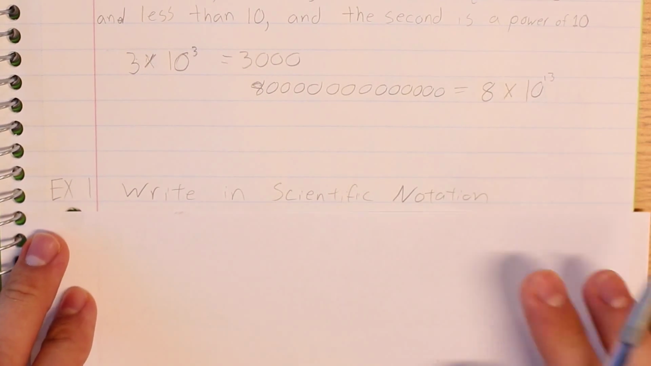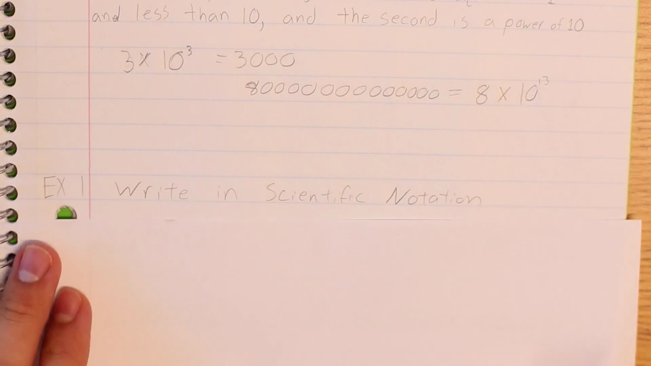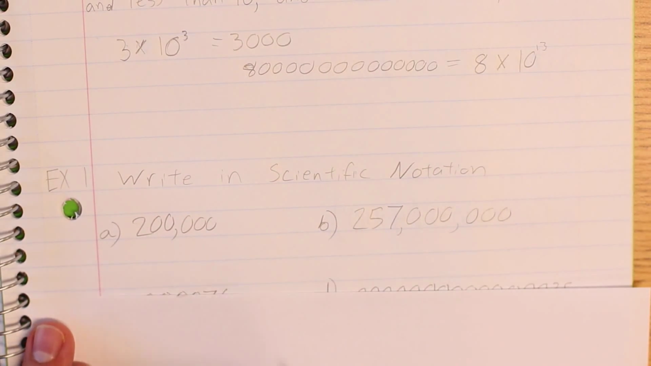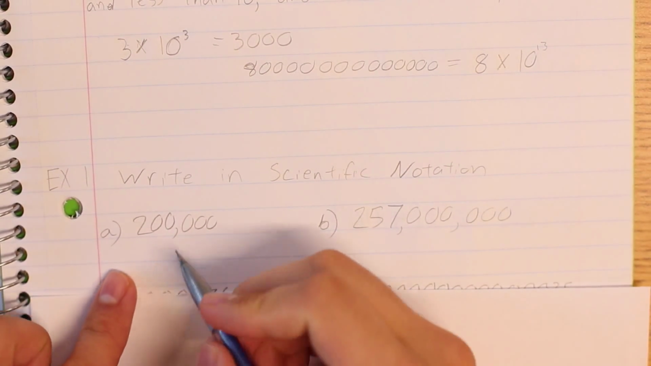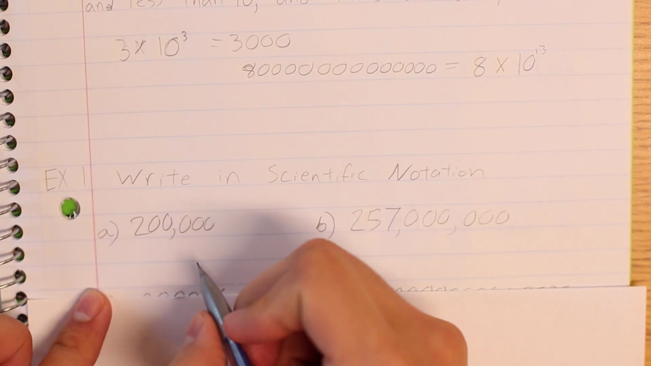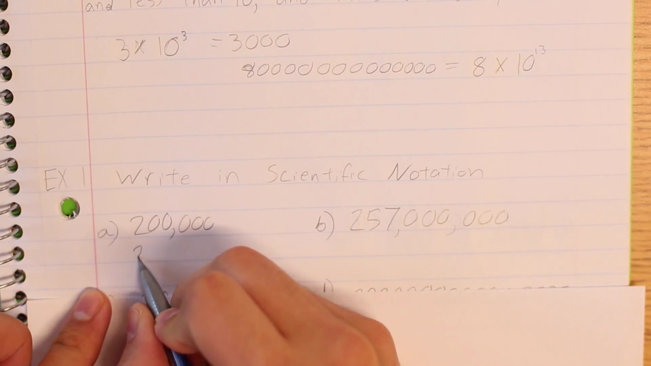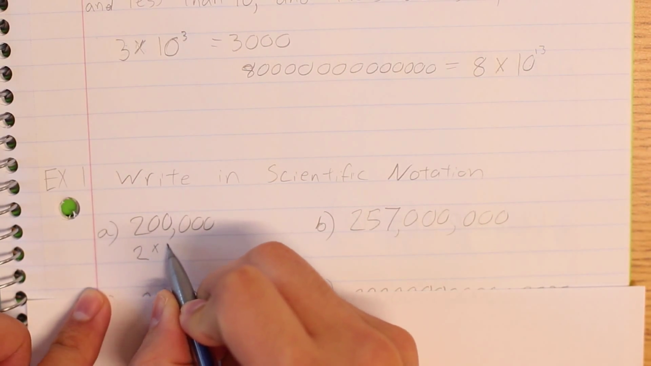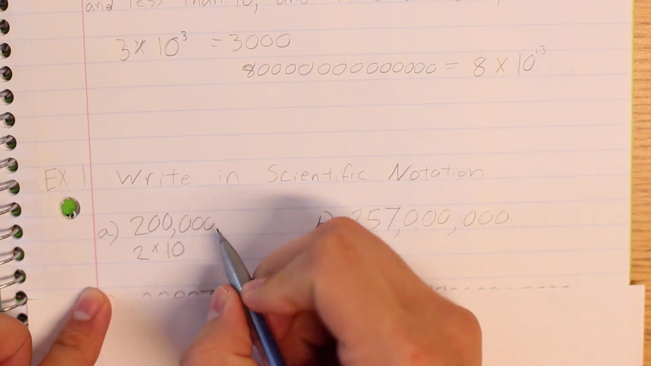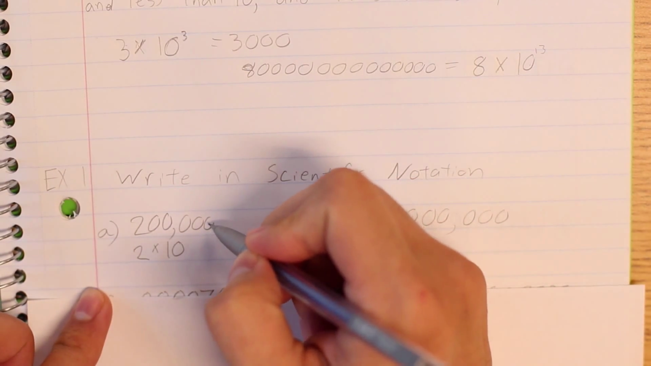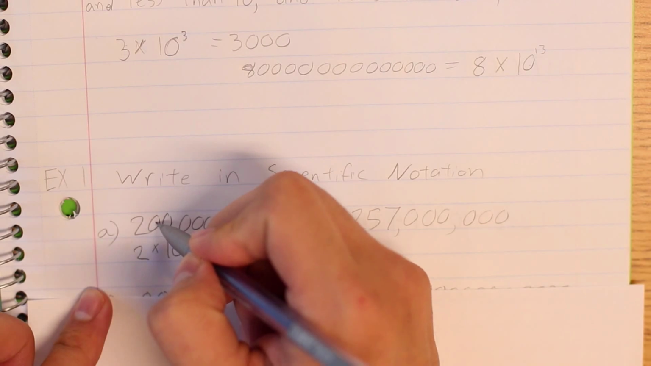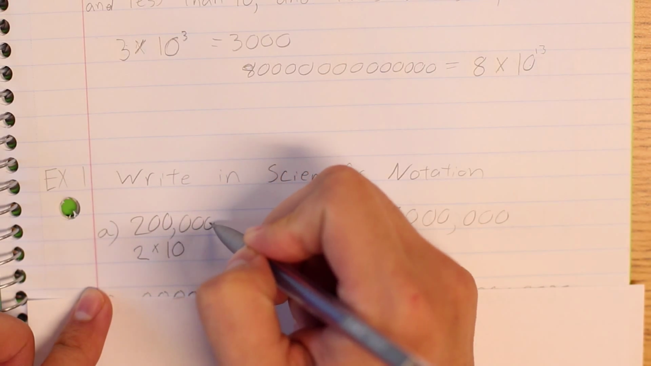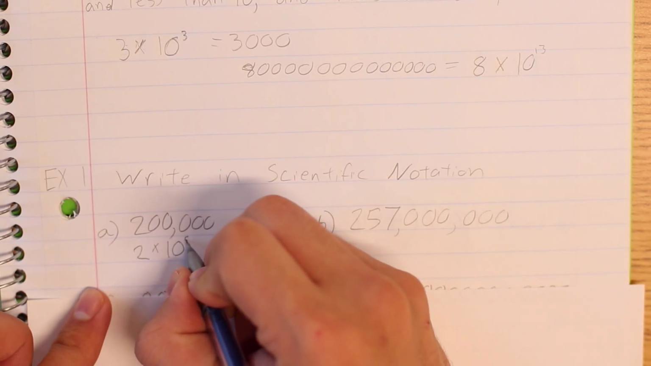We're told to write in scientific notation, and here's the number we're given. So what you do is you're going to put down your 2 times 10. And count all the numbers except the first one. So you could start at the first one, then just go back behind it and go 1, 2, 3, 4, 5. And you put it to the 5th power, okay?